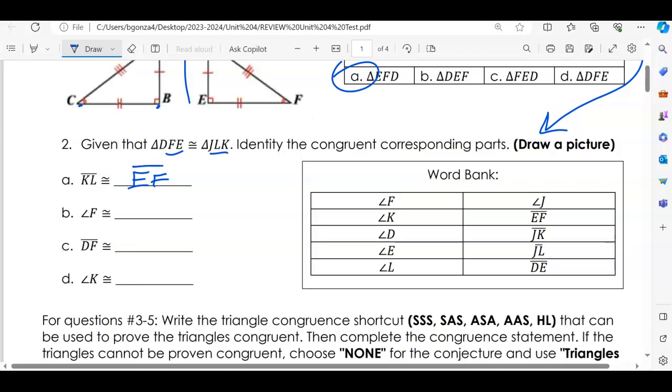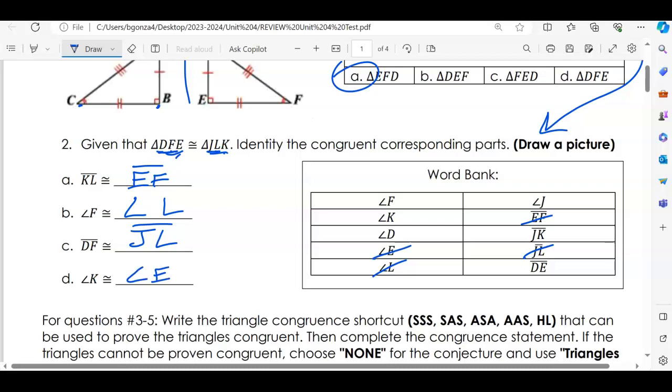Okay, angle F, the middle letter has to match the middle letter, angle L. DF, so that's the first two letters, has to match the first two letters, JL, segment JL. Angle K, the last letter has to match the last letter E, angle E.